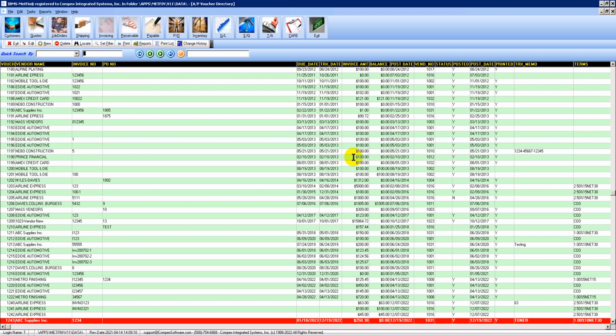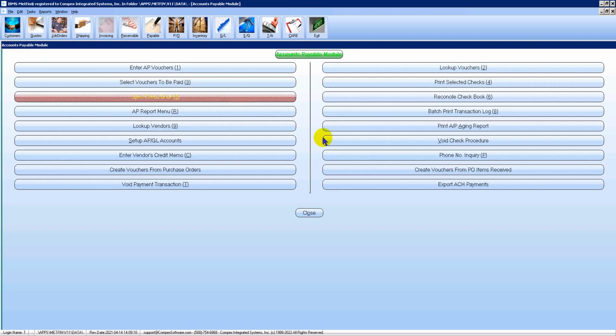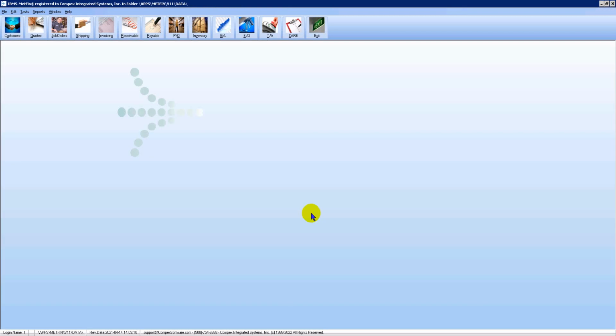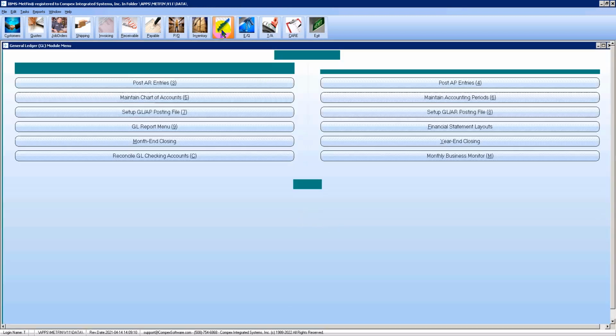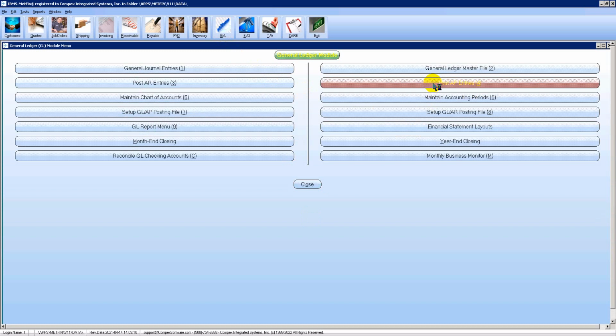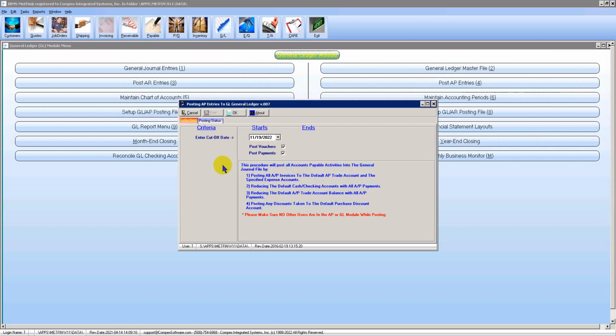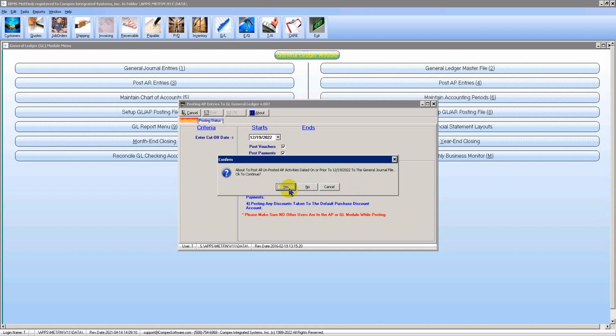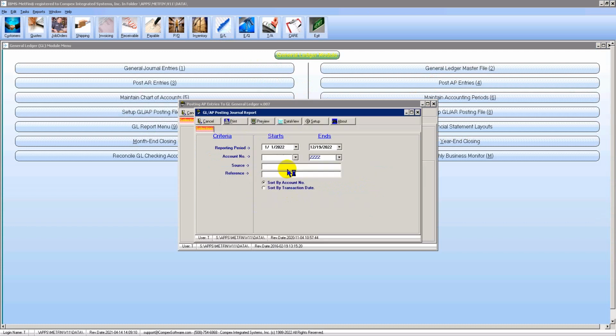Okay, so to continue with our accounts payable transaction exercise, after this AP voucher 1243 for ABC supplies has been paid, we want to take a look at how it would affect the various transactions once we post to the general ledger. Okay, so again, we're going to go into the GL module and post the AP entries. And again, we're going to use the same cutoff date and go ahead and post. Yes. All right.